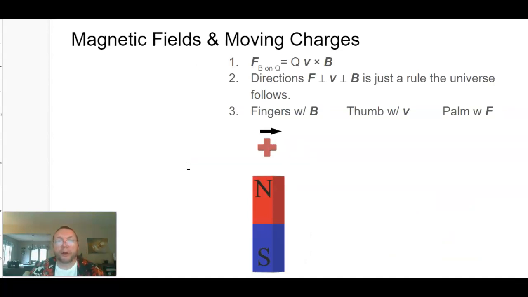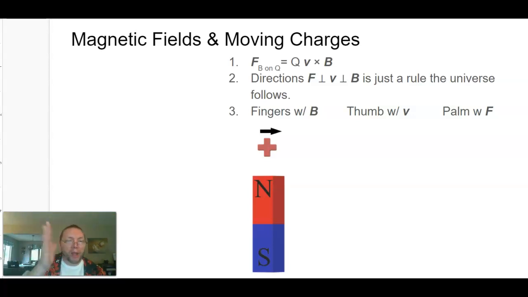We've got a charge moving to the right. So the charge is going that way. We've got a magnetic field going up. And if we're going to try to figure out the direction of the force on that charge, we need to go through and use our right-hand rule. So the positive charge is going to the right. The magnetic field is going up.